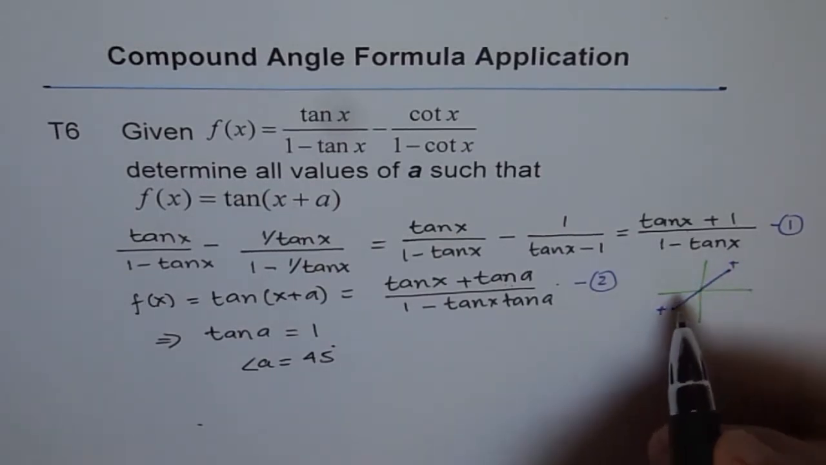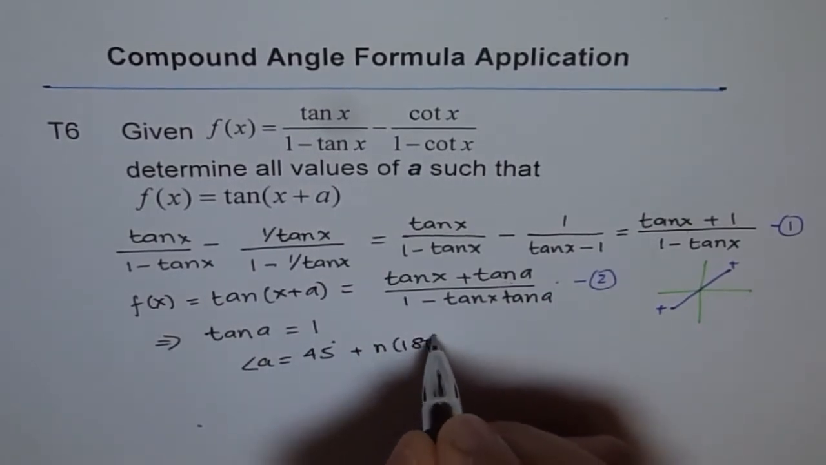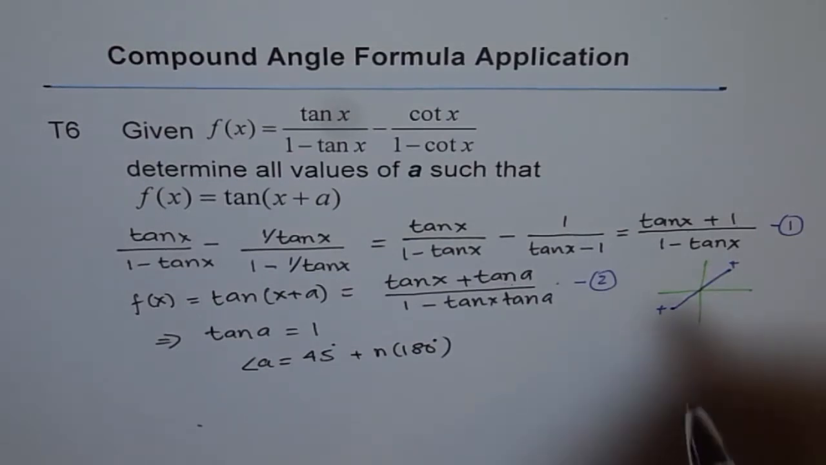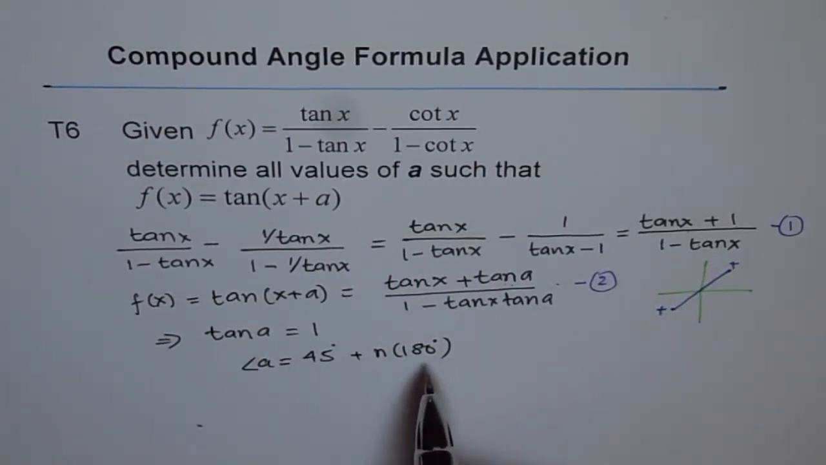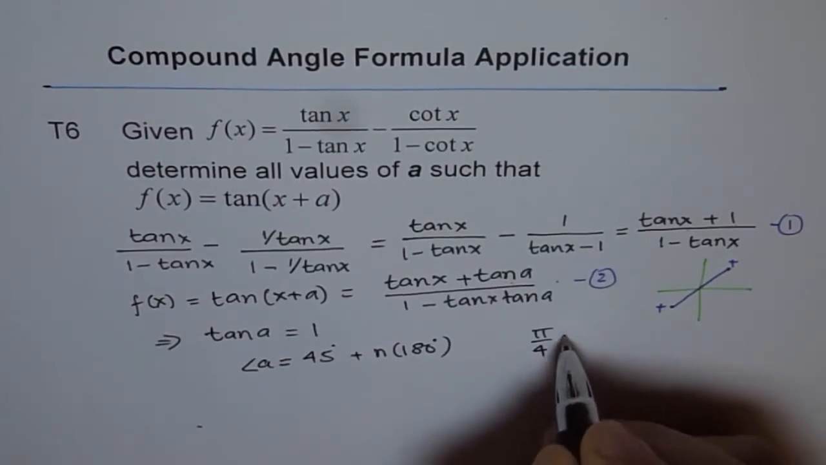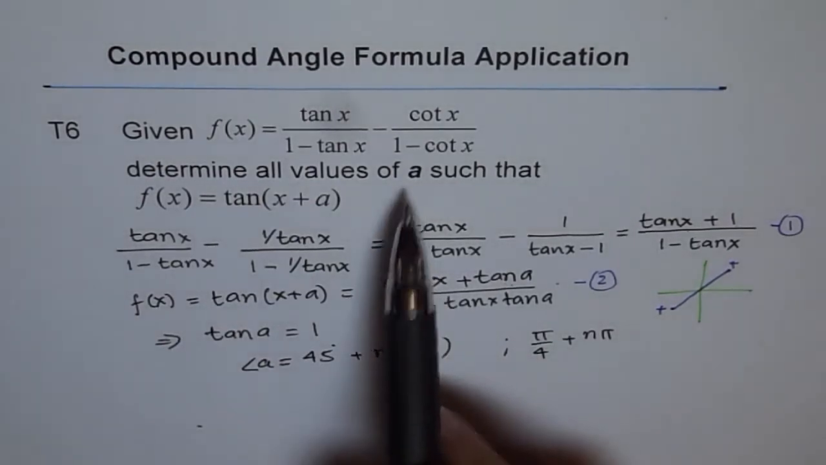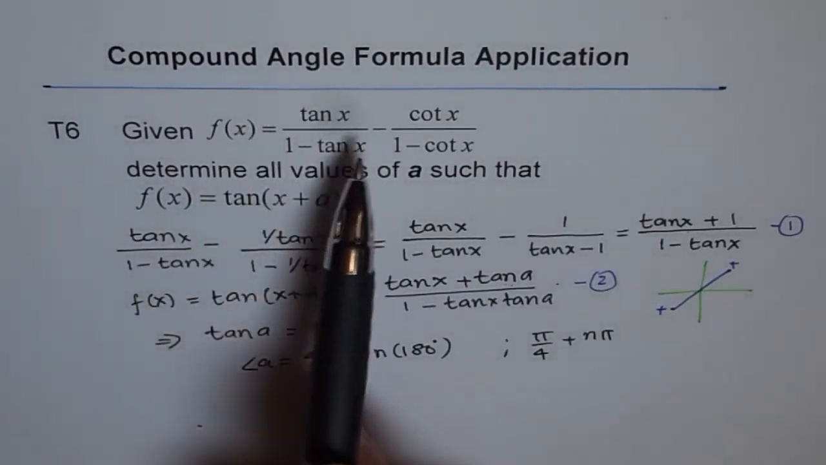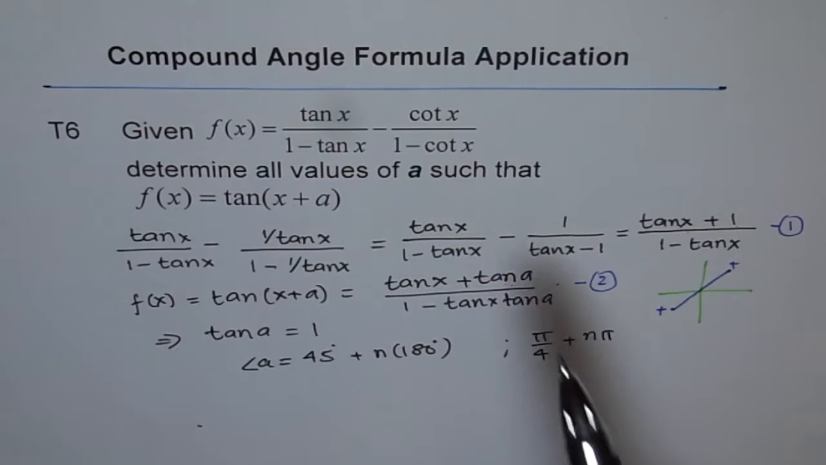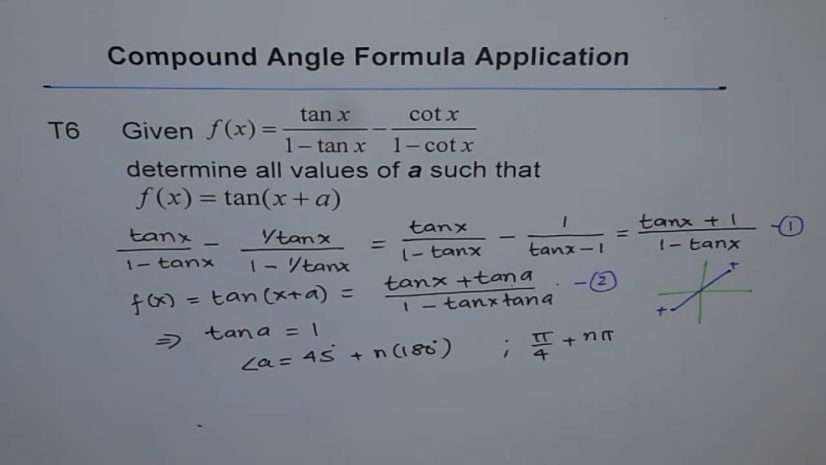In general, you can say 45 degrees plus n times 180 degrees. So that could be a general solution, right? Because the period for the tan function is 180 degrees, correct? Well, if you want to write this answer in radians, then you know 45 degrees is pi by 4, right? So it is pi by 4 plus n pi, okay? So both are the same thing. So that is how we can give all values of a for which the function tan x over 1 minus tan x minus cot x over 1 minus cot x is equal to tan of x plus a, correct? Thank you.